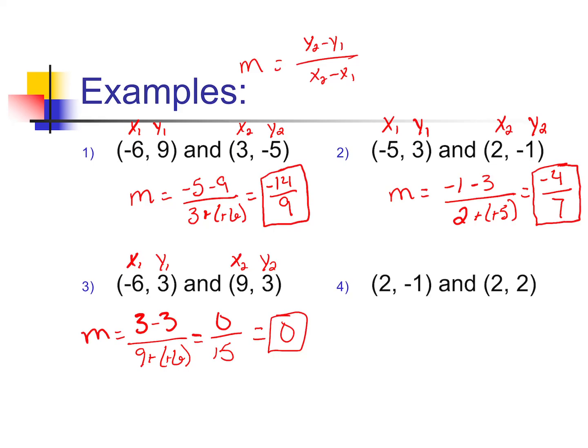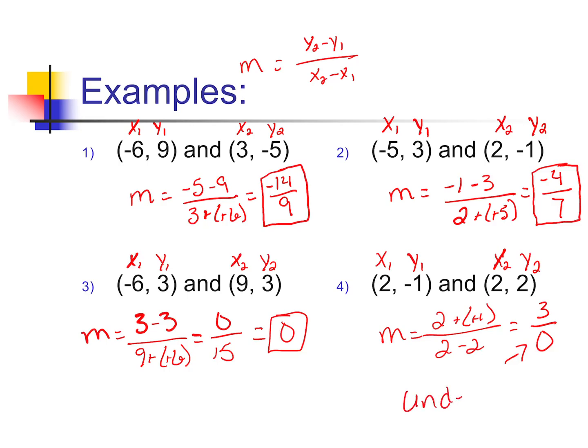Okay. And then our last one like this, looking at points again, here's my x1, y1, x2, y2. So our slope, I would have 2 minus negative 1 on top, 2 minus 2 on bottom. So again, we're adding on top, so this would be 3 over 0. If 0 is on the bottom, remember you cannot divide by 0. So your answer is undefined. 0 on the top is 0, 0 on the bottom is undefined.